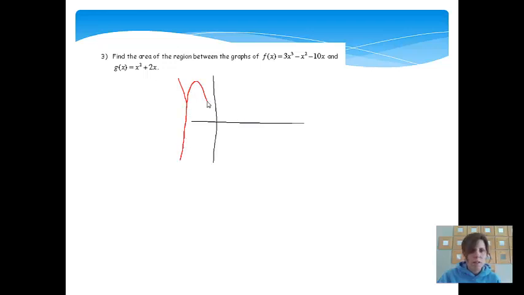Something that looks like that. So this is going to be f. G of x, I already got it started here, is going to look something like that. I kind of overemphasized it because I did want it to cross up here. So this is going to be g. I think it looks a little bit different than that, but close.